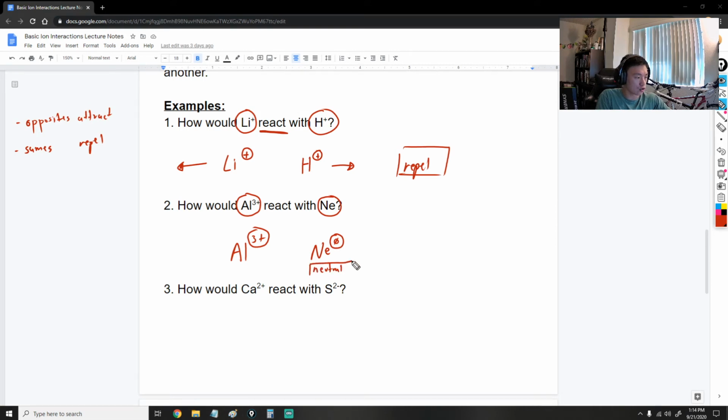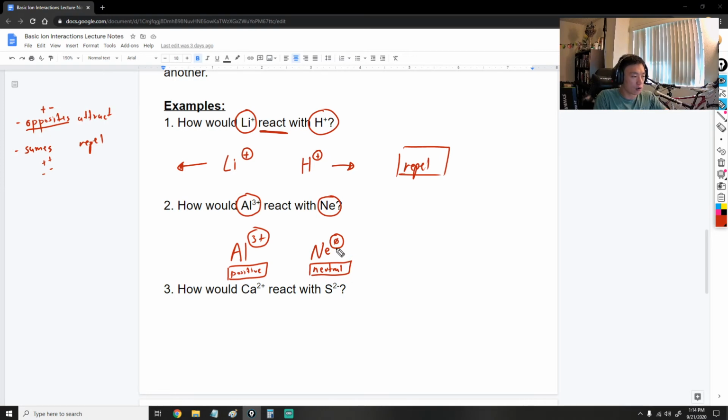This guy is neutral already. But aluminum is positive. So we have one positive and one neutral. And if you notice in our rules, we don't have anything about already neutral atoms, right? We have opposites, but we know that opposites are positives and negatives. And we have sames, which is positive, positive, or negative, negative. But we don't have anything about neutral atoms. So what do we do here?